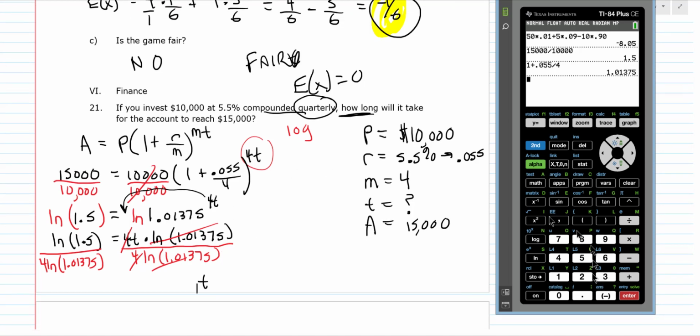Now watch how I put this in the calculator. What I have to do is go ln 1.5, close parentheses, divide by new parenthesis, 4 ln 1.01375, and then close parentheses. So that goes like that. And then the answer would just be rounded. We'll just say about 7.4 years would be the answer of the problem.